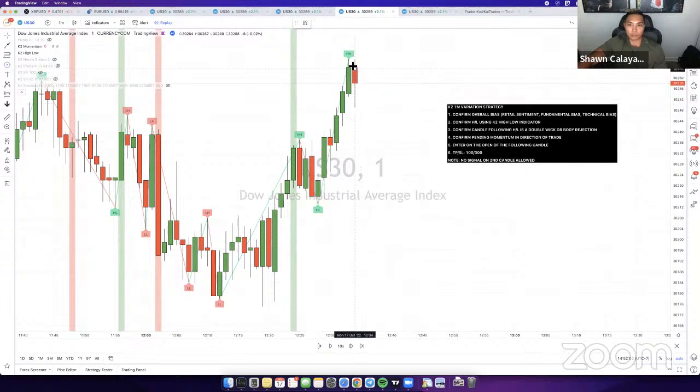Third requirement, you want to confirm a double body or double wick rejection. You can see that this one has both. It has a double body rejection and it also has a double wick. So this gives you basically a double confirmation that price is going to probably come down.